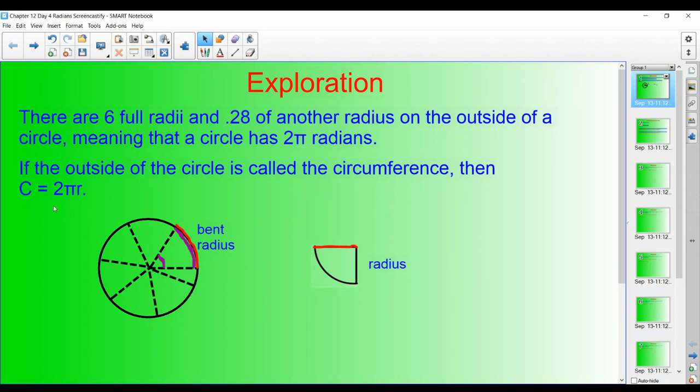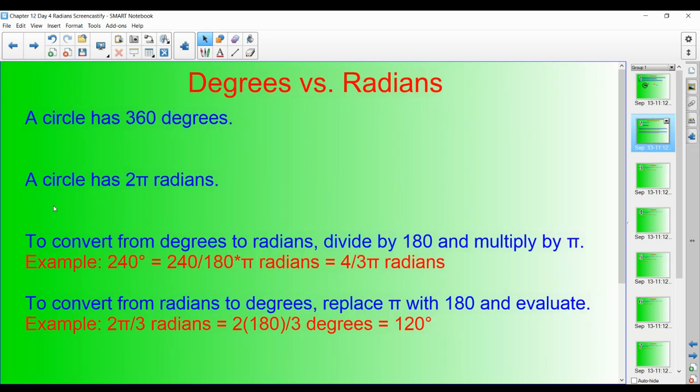So a lot of times when we're measuring angles inside of a circle, we're going to use radians instead of degrees. A circle has 360 degrees, but a circle also has 2 pi radians. And radians are almost always going to be in terms of pi, where pi is half of the circle and 2 pi is the full circle. So 2 pi equals 360 degrees, and pi equals 180 degrees. And we're going to use that pi and 180 relationship to convert back and forth from degrees to radians.